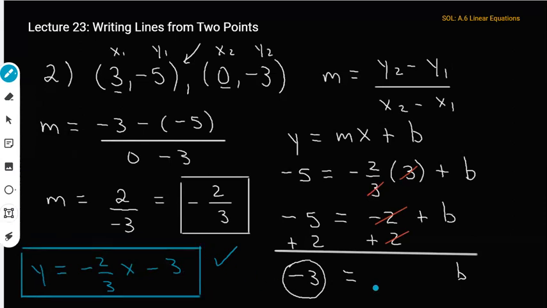So the first step is always to find out what the slope is. And we can do that by the slope formula. Once we have our slope, we have enough information now to figure out what the y-intercept is, what b is. And then once we know what b is, we can write out our answer as y equals mx plus b.